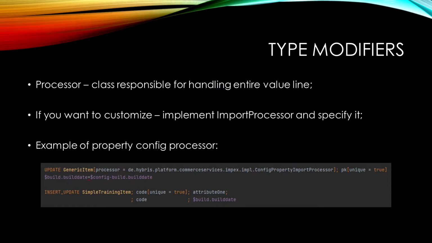The import processor is a class responsible for handling the entire value line. You can implement your own import processor to customize this process. The most common use of a custom processor is the config property import processor, which is used to retrieve the system properties.